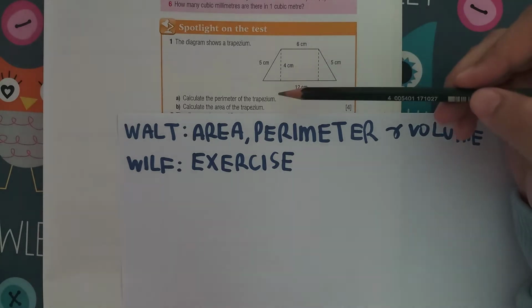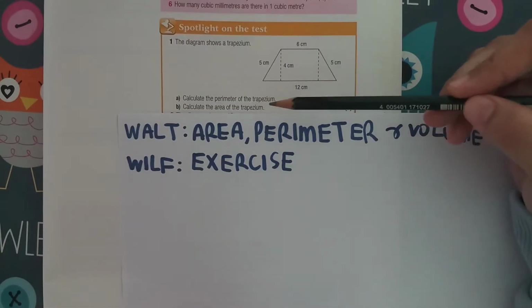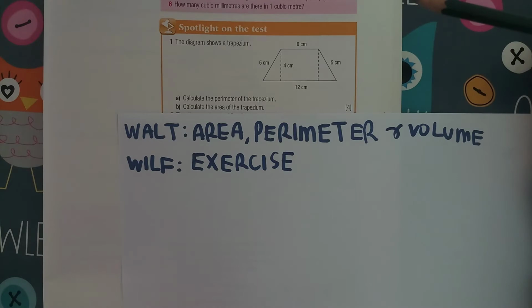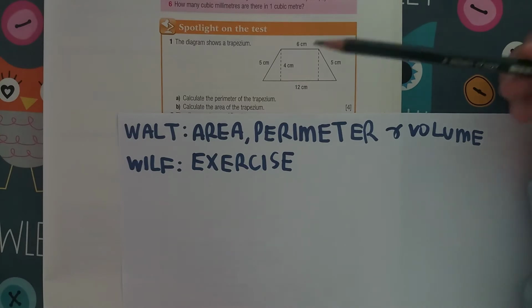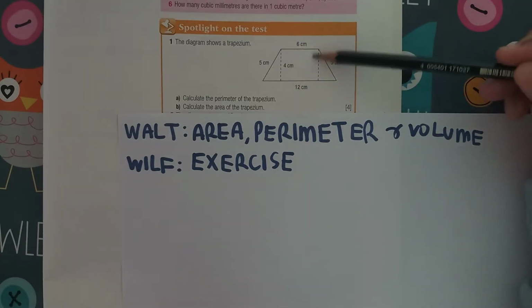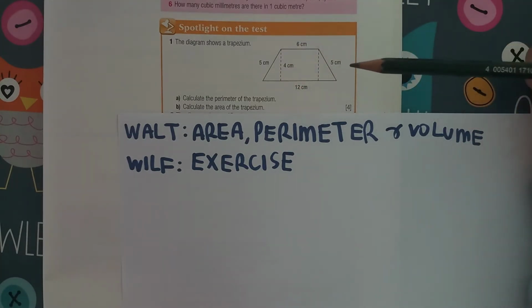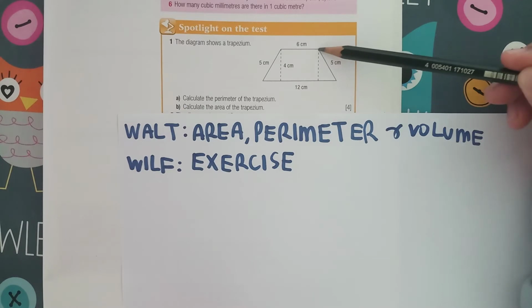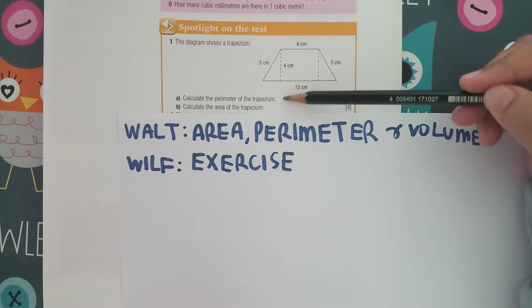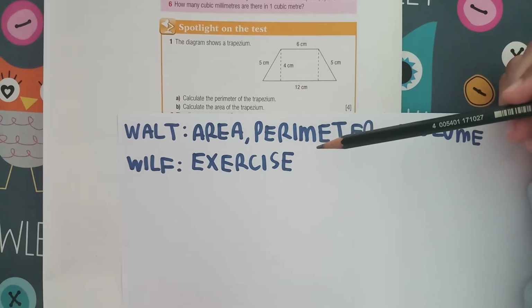Question A states that you need to calculate the perimeter of the trapezium. How do we calculate perimeter again? Perimeter is just the addition of the sides. Of the outer sides only. The inner length, the inner sides here, you don't have to calculate. So that is for A. If you cannot do it, please make sure you text me. You have my phone number in the group, so please text me.